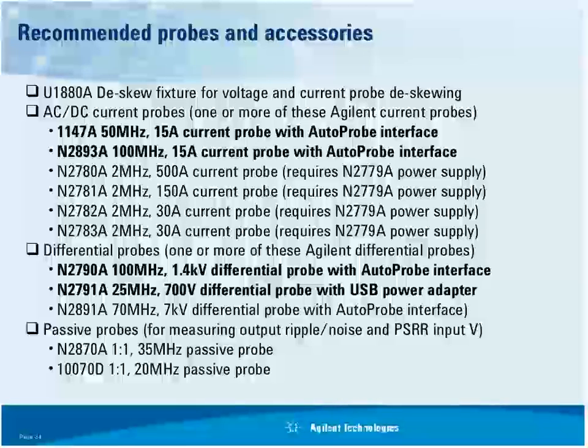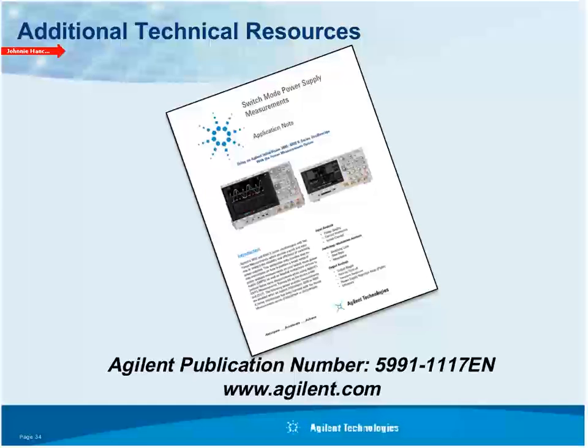Most of the measurements I took showing these screenshots were using what I call the 1147, 50 megahertz, 15 amp current probe and the 2790, 100 megahertz, 1.4 kilovolt differential active probe. Those are the ones that are the most popular. So the scope is just half the solution. The other half is probing.